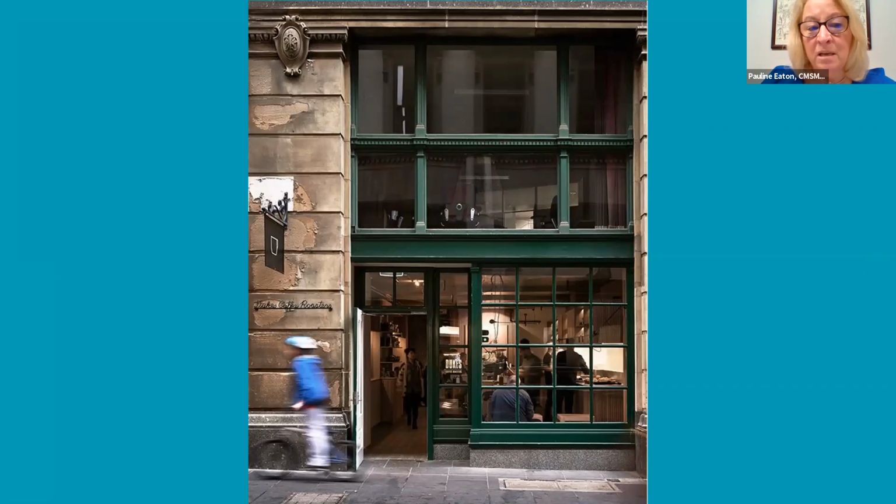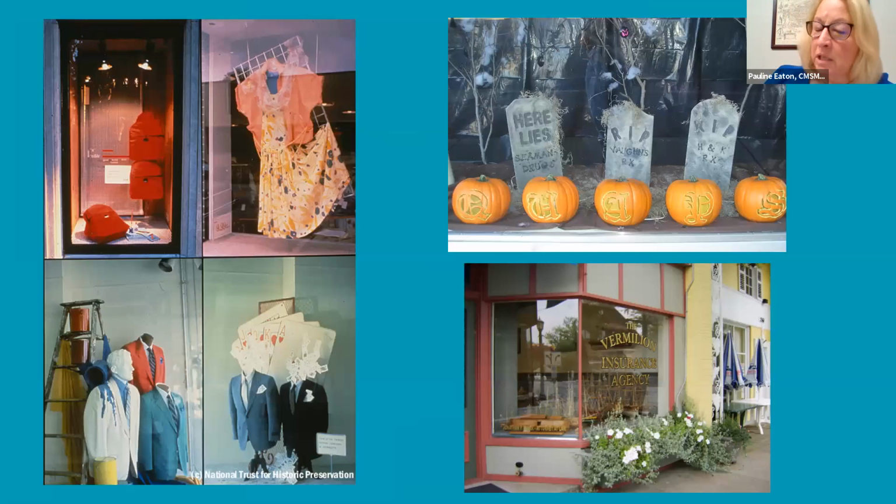Now, I know this is a gorgeous historic building with great bones and great architecture and great windows, but the thing is, it's all open. You can see in there, and you can see what's going on. It draws you in, and that's what we need our windows to do. So this is something as Main Street directors, and again, your design committee can also help with this.